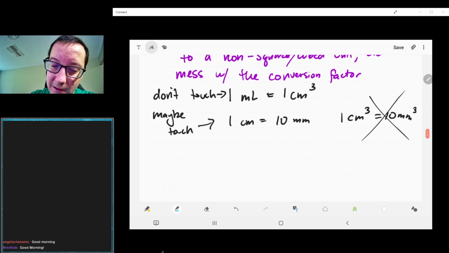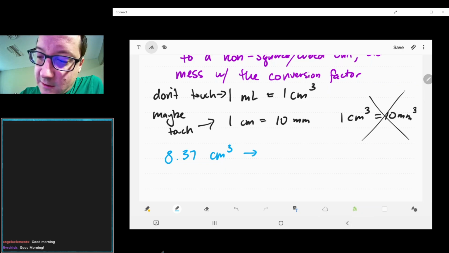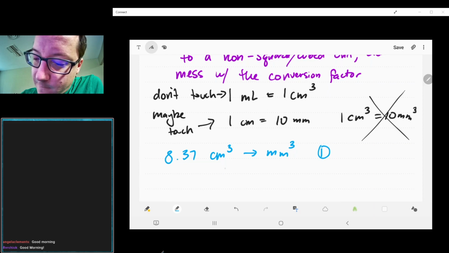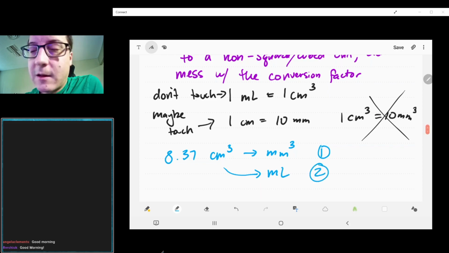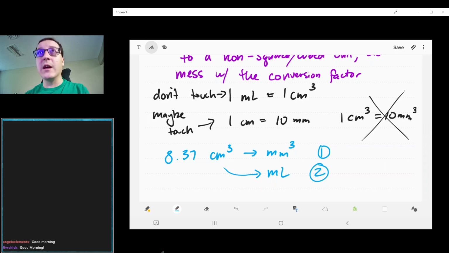How about we take 8.24. Didn't I just use 0.24? Let's not use that. How about 0.37? Yeah, there we go. Centimeters cubed. Let's go to two things. Let's go to millimeters cubed. That'll be problem 1. And then for problem 2, let's go ahead and put that in milliliters. So we can see when we're going to need to deal with messing with our conversion factor.